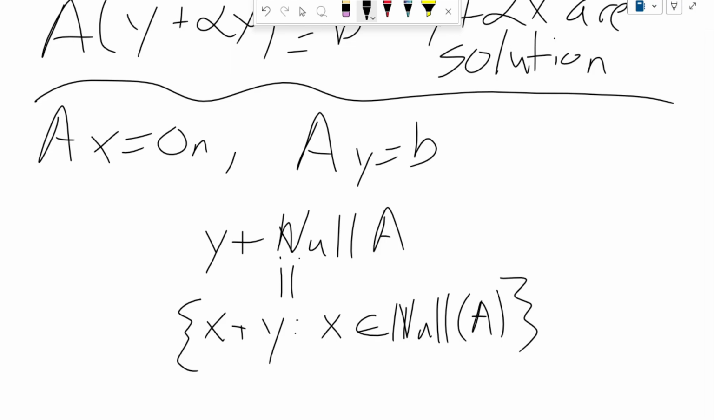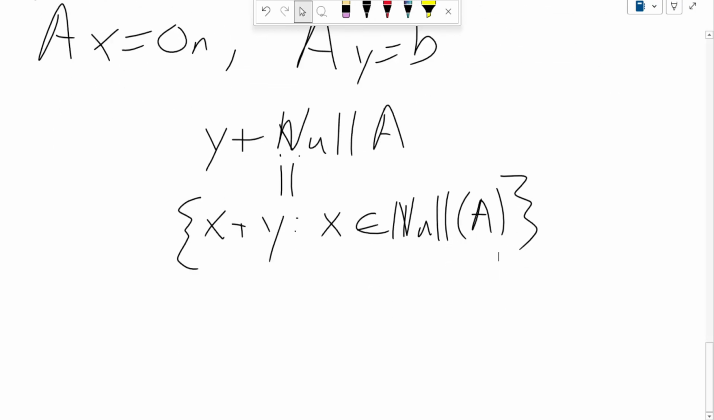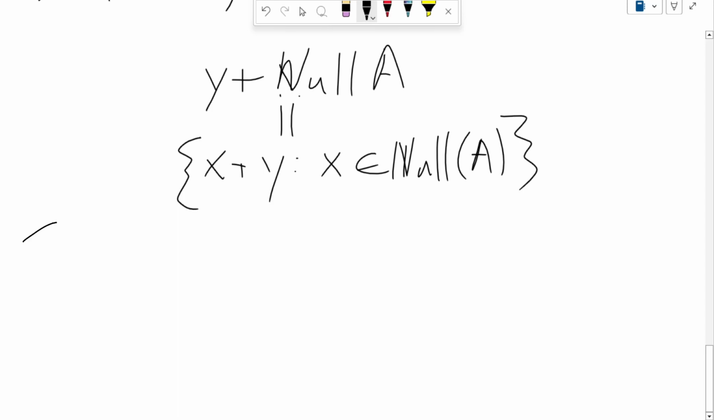Now, I'm not going to prove that to you, but I think it's very powerful that all you need to find the solution set to any linear equation is the null space of the matrix, and then any single solution to that problem. I think that's really cool. And it's one of the reasons why the null space is so important.